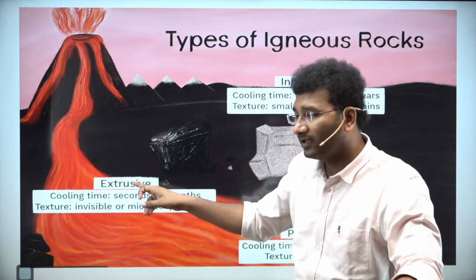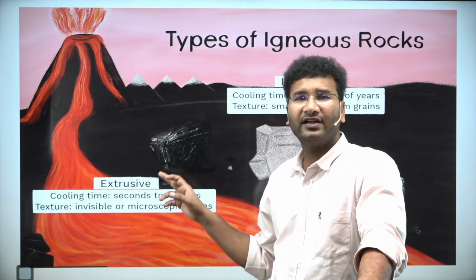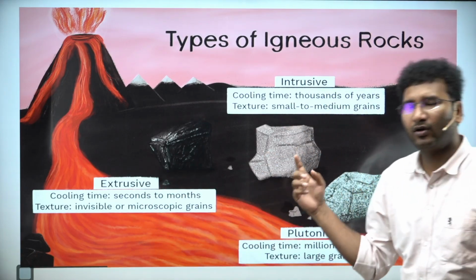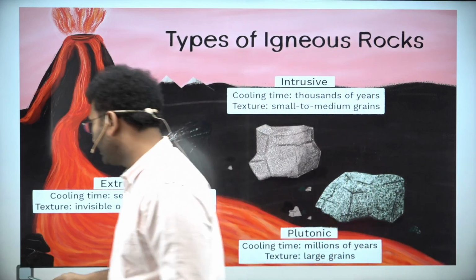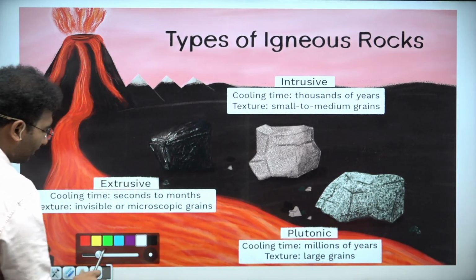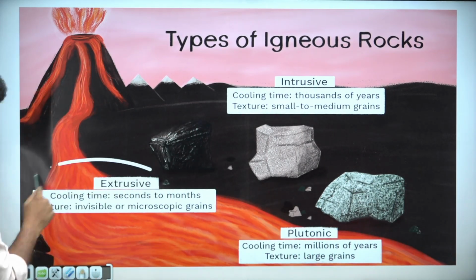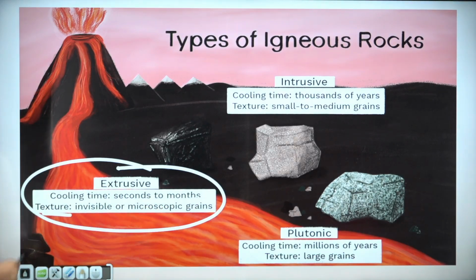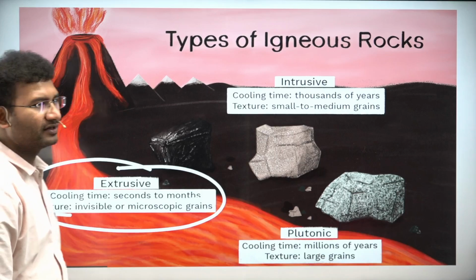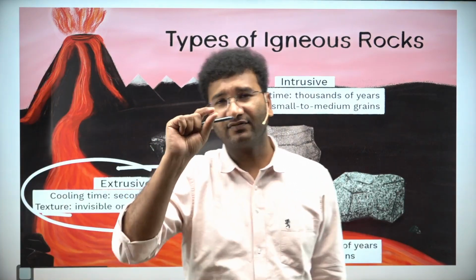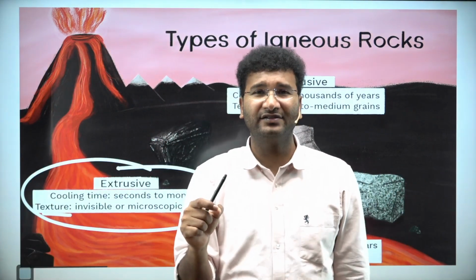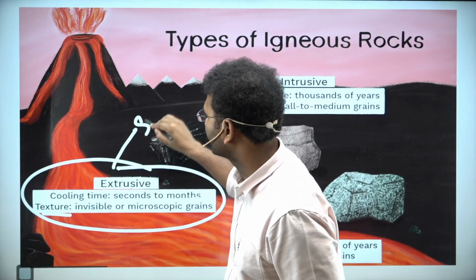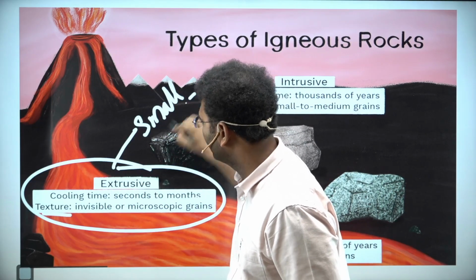Now see here, you tell me, extrusive igneous rocks are going to cool faster than intrusive igneous rocks. Obviously, it takes only a few minutes or hours to cool down these rocks, that is extrusive igneous rocks. It takes seconds to months, and the texture is invisible, down to microscopic grains. Basically the crystals that are formed are not even easily visible under the microscope, right? So the crystals are small, right?